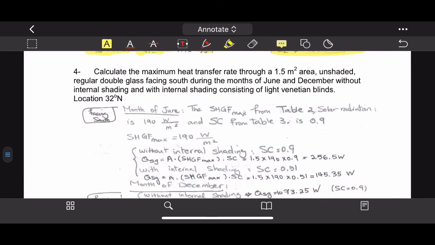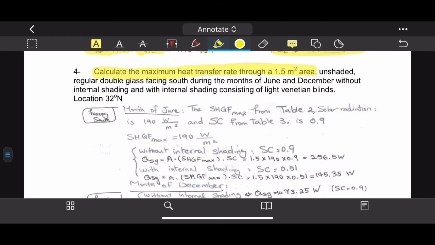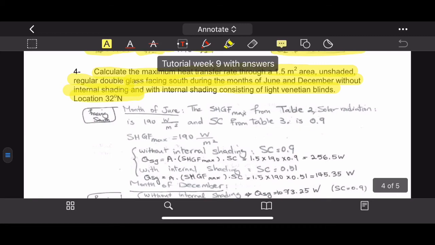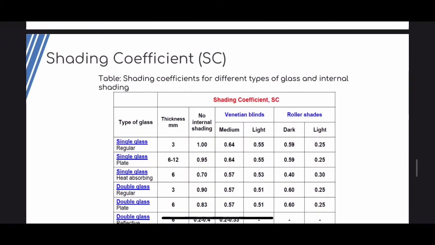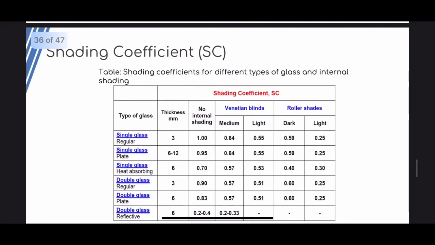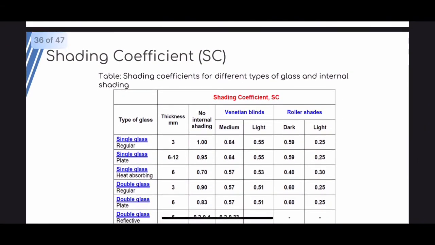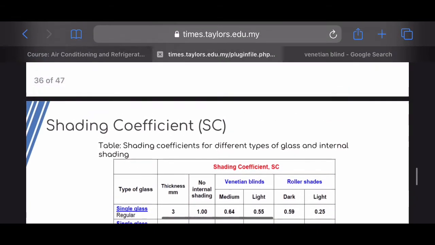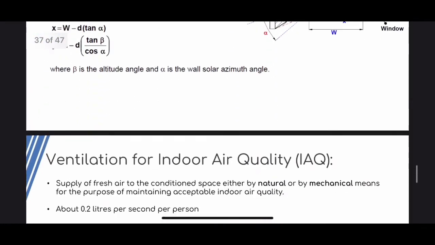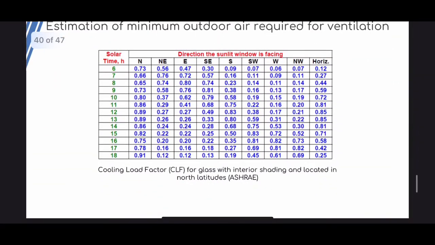The last one, calculate the maximum heat transfer rate through a 1.5 meter square area, unshaded, regular double glass facing south during the month of June and December, without internal shading, and with internal shading consisting of light Venetian blind. Location is 32. Okay, so 32 means you can use the location given in a table. So what table? If you go to your notes, open your notes again, in the appendix there is a shading coefficient table. So this table is used, and you can also use some of the other tables there.